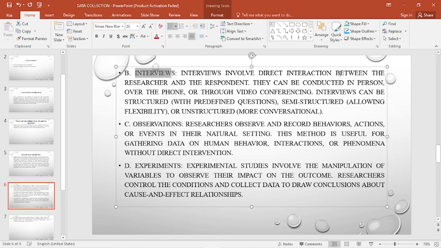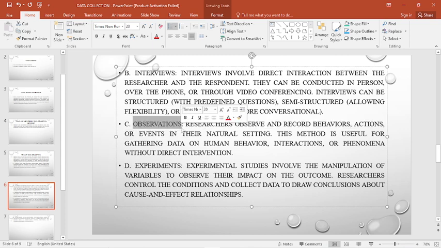Interviews involve direct interaction between the researchers and the respondents. They can be conducted in person, over the phone, or through video conferencing. It means you are going to conduct an interview, and whatever data you need for your research, you are going to ask direct questions to that person and collect the data. This is called interviews.